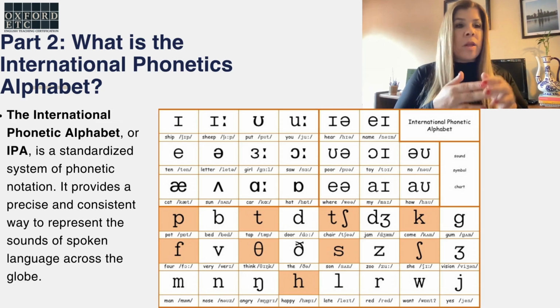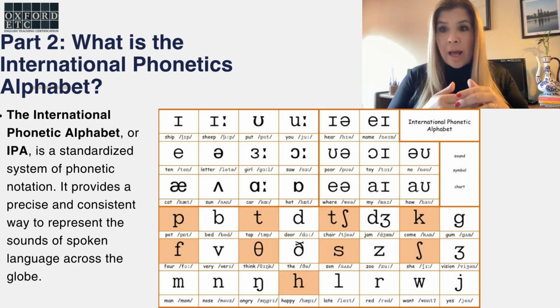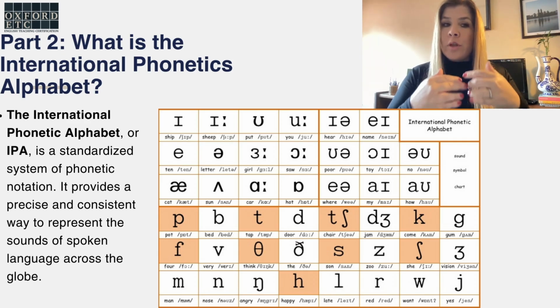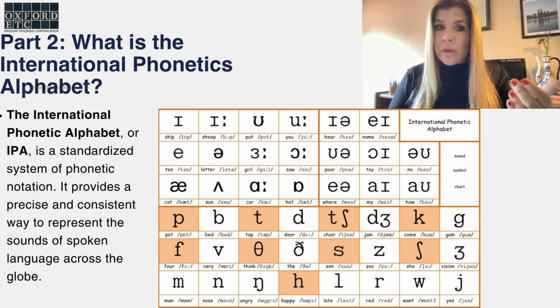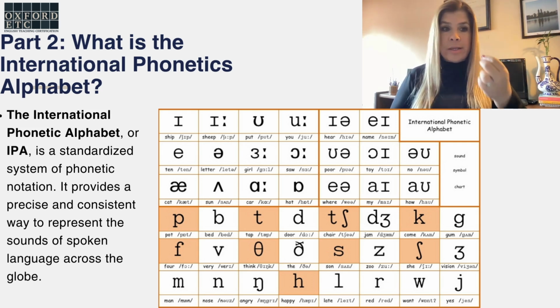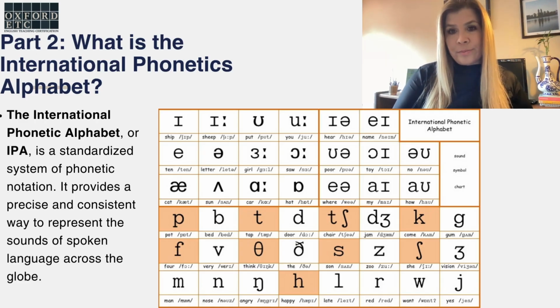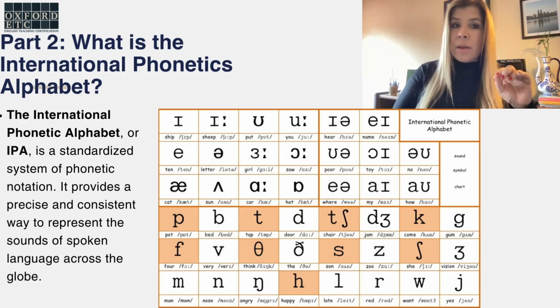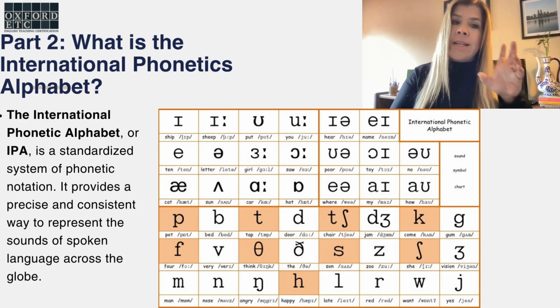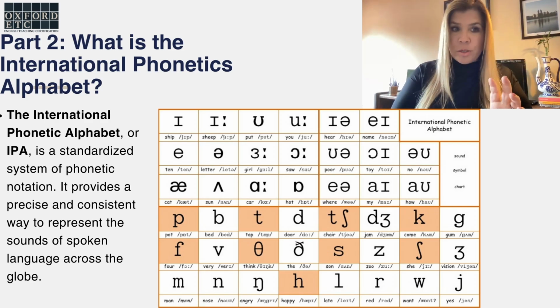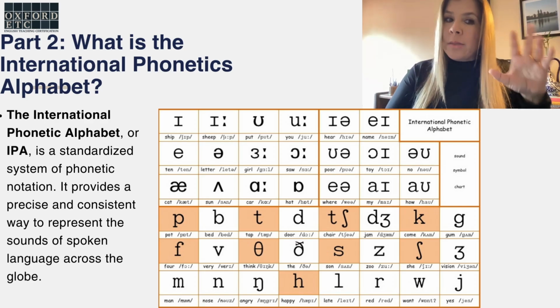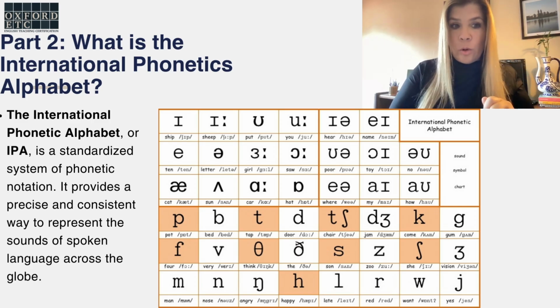For teachers, the IPA is an invaluable tool. It enables you to accurately guide your students in pronouncing words, helping them overcome pronunciation challenges and achieve clearer communication. The IPA also facilitates the learning of foreign languages by providing accurate transcriptions. It allows learners to grasp the pronunciation of unfamiliar words and to do so more effectively.